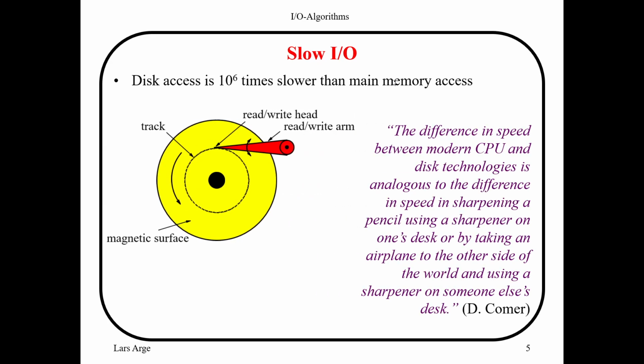There is this chart that Lars has, and I really like it. It basically compares the difference in speed between accessing an element or data that is stored in a register compared to data that is on the disk.